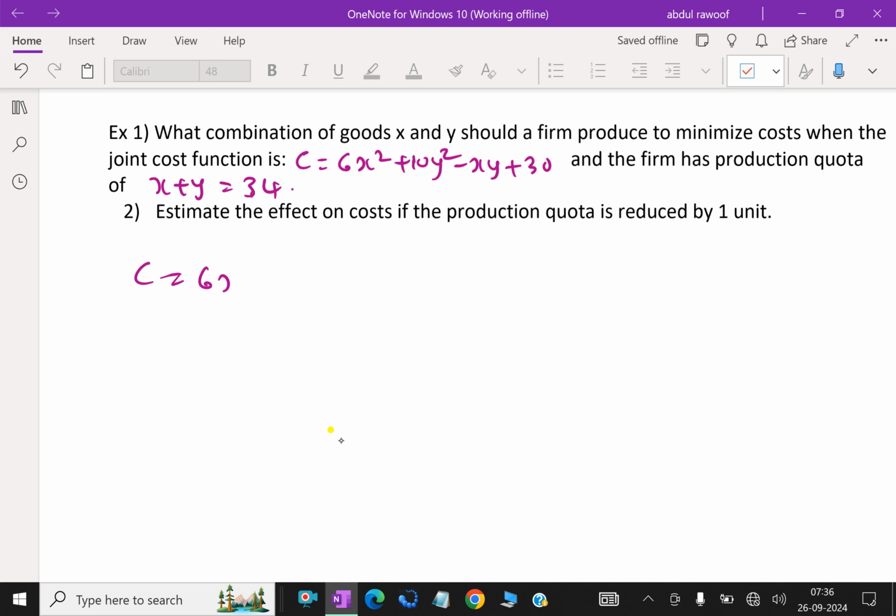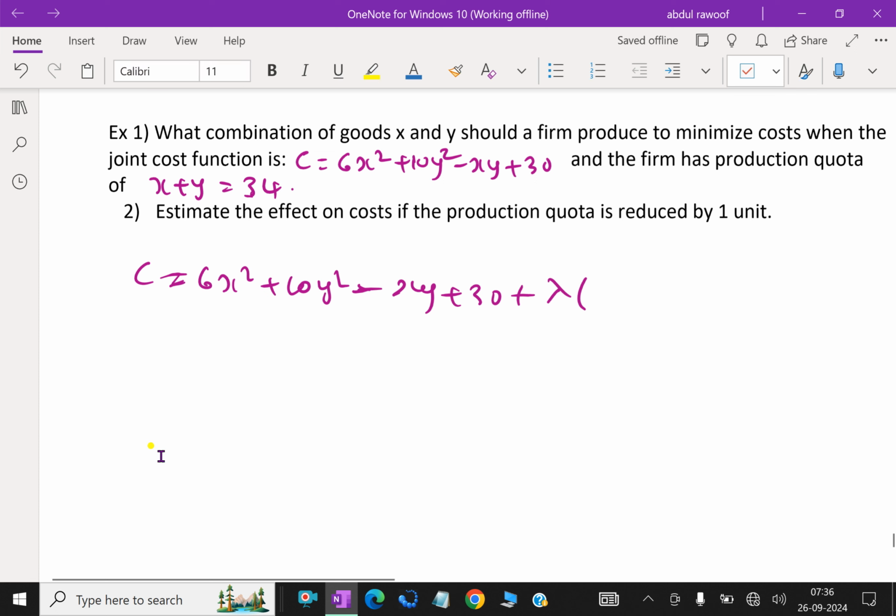C equals 6x squared plus 10y squared minus xy plus 30, plus the constraint with lambda. This constraint function is 34 minus x minus y, which becomes 0.